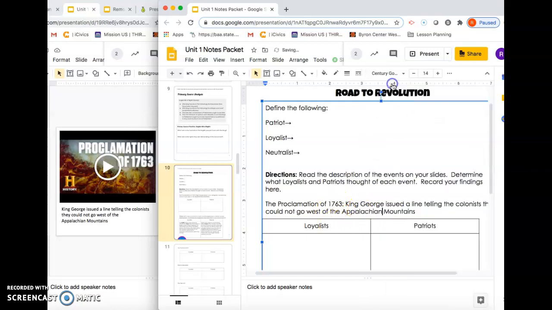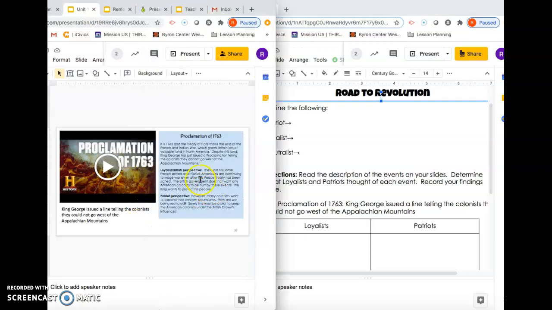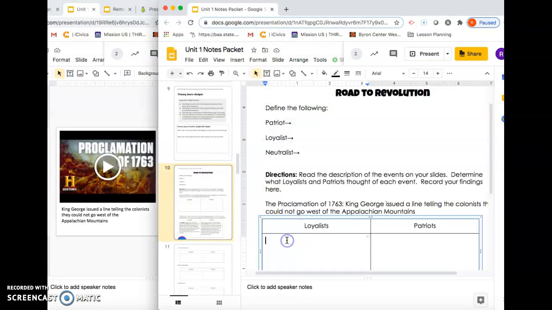So we want to try and understand what is the loyalist perspective versus what is the patriot perspective of this proclamation line. If we look here, it says loyalist British perspective. There are still some French settlers and Native Americans that are continuing to wage war even after the peace treaty has been signed. The British government does not want any American colonists to be hurt by these events. The king wants to protect his people. So from a loyalist perspective, this line is meant to protect Americans.